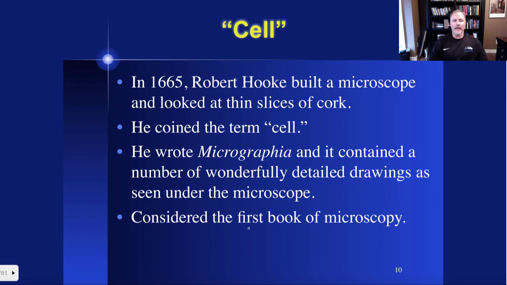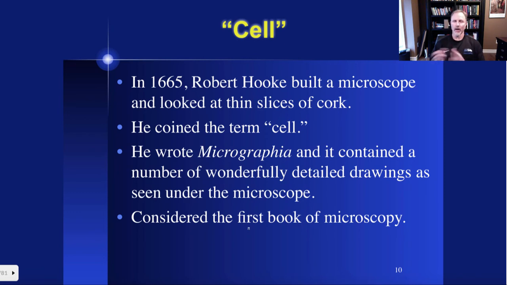So the idea of the cell comes from a man named Robert Hooke, and what he was looking at in the 1600s was these slices of cork. And these slices of cork reminded him of a monk's residence, where they live in these things that were called cells. So he kind of gave the idea of these living kind of things, so to speak. He called them cells. And he wrote a book called Micrographia, and it contained a lot of detailed drawings, and we'll look at some of the drawings in a video that we'll watch.